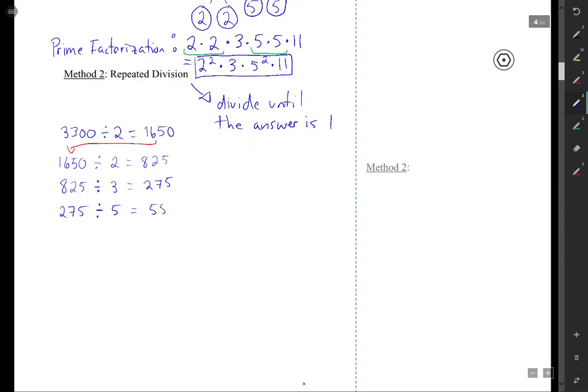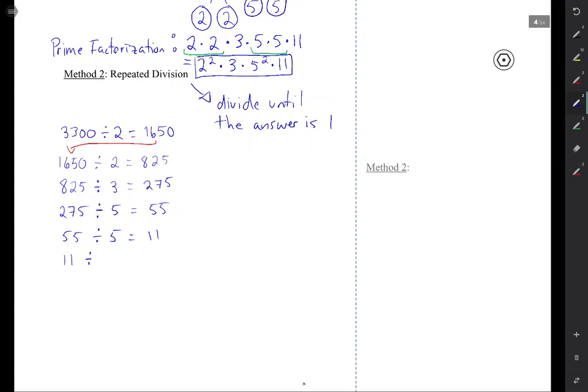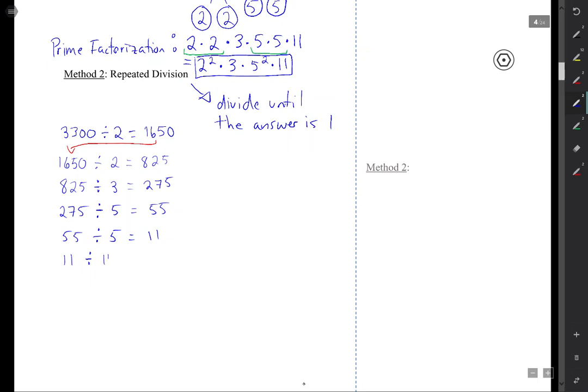So we get 55. Now 55 divided by, let's do 5 again. We get 11. And now we have 11 over here. The only numbers that we can divide 11 by are 1 and 11 because it's a prime number. So let's divide it by 11. And our final answer will be 1. Would you look at that? We divided until we got 1.